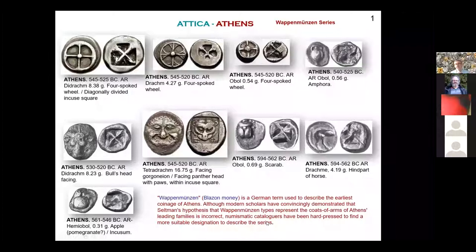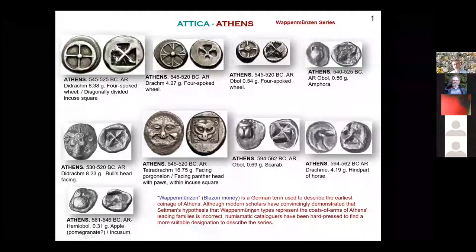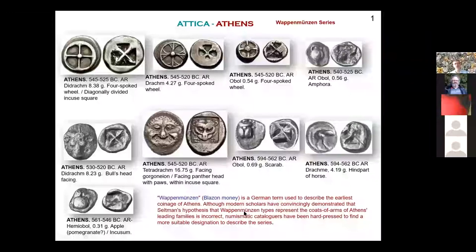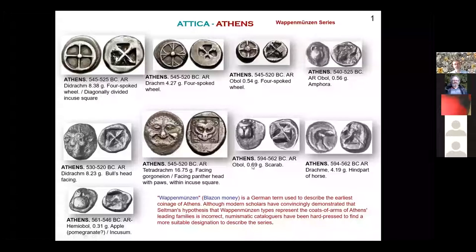Why do we need to stick with that? Why don't we just say early Athenian coinage? Why do we have to say Wappenmünzen or any other name? It's really interesting why people insist on incorrect definitions of certain things. But the earlier coinage, as you see, has nothing to do with the later designs that we see. And I suspect that some of these coins actually come from nearby cities, but not directly from Athens, but that's another discussion.